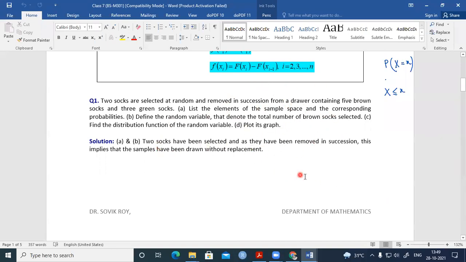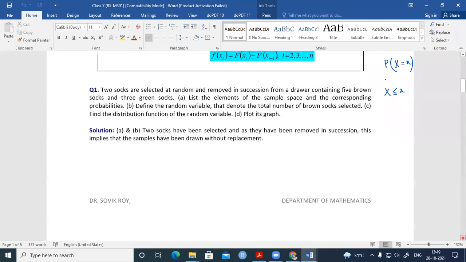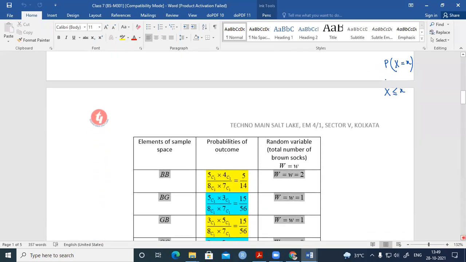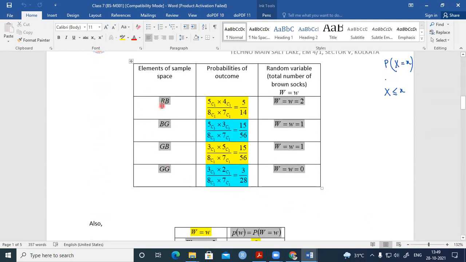So first of all, let's deal with A and B. Two socks are selected at random and removed in succession from a drawer containing 5 brown socks. What are the possibilities? There are only 4 possibilities. Both the socks are brown. The first drawing is brown and the second drawing is green. The first drawing is green, the second drawing is brown.